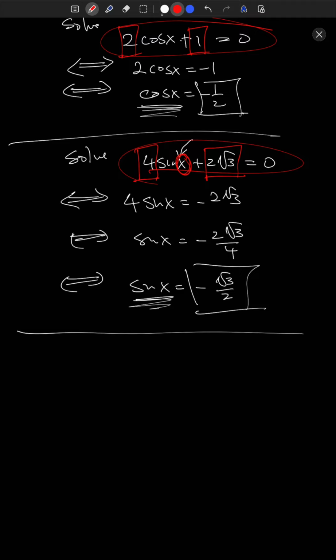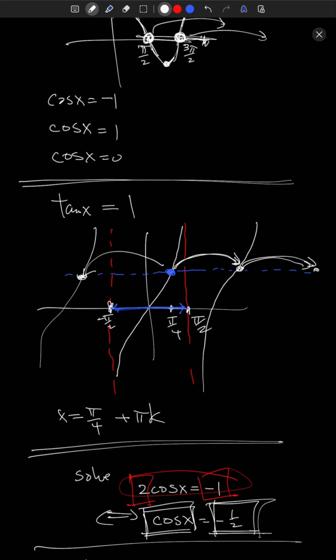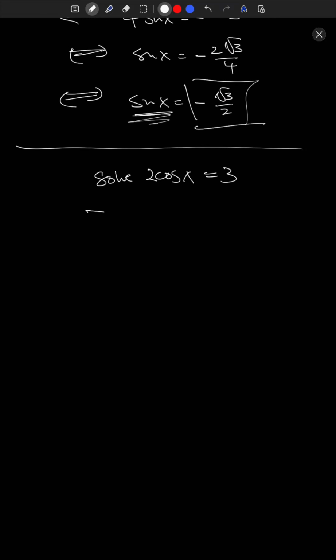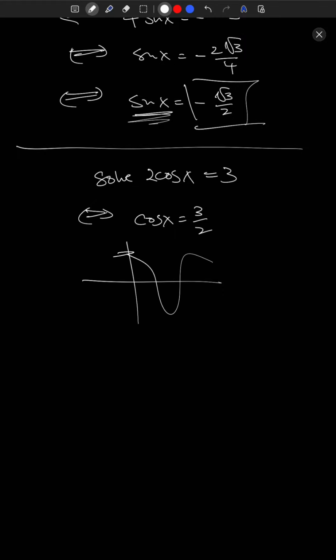Before I get into 4.3, let me mention one thing. If you see a problem like this, solve, let's say, 2 cosine x equals 3, that's equivalent to cosine x equals 3 over 2. And then what are the solutions to this? Well, here's the graph of cosine. There's 1, there's -1. Cosine never goes above 1 and never goes below -1. So cosine x is never 3 over 2. So no solutions.